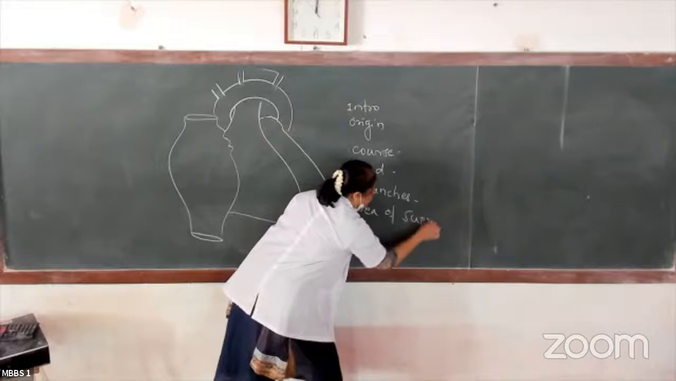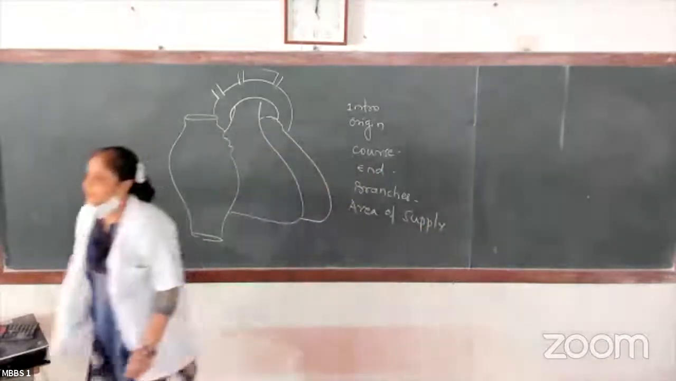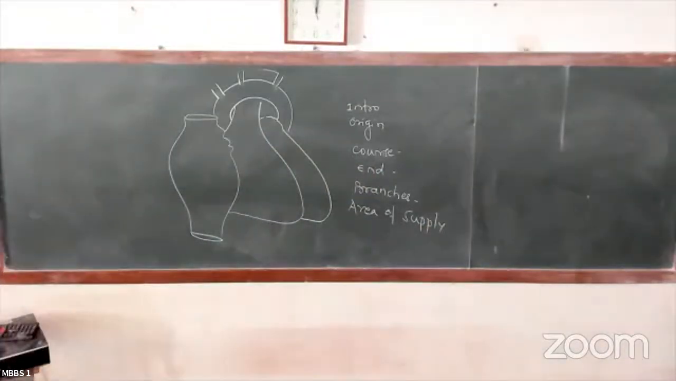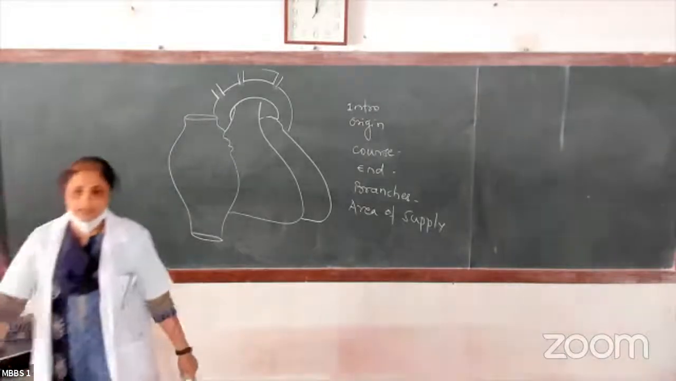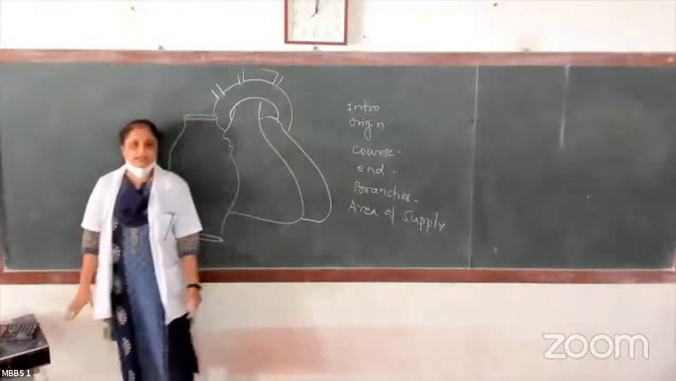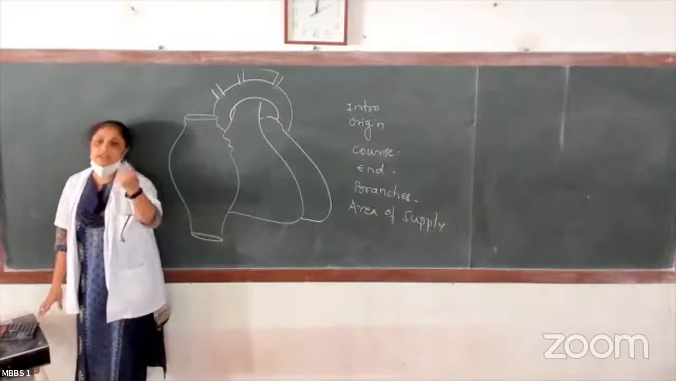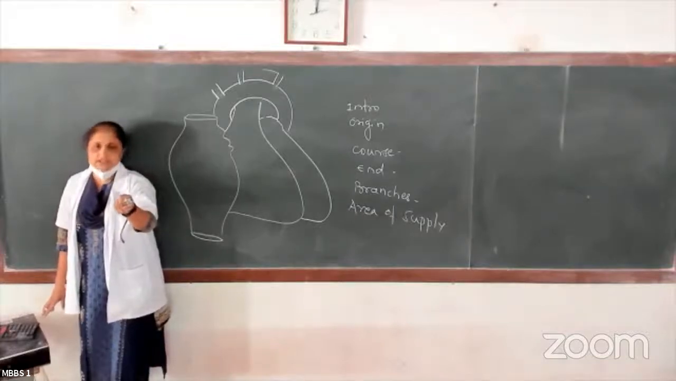Why should you know the area of supply? Sometimes we say it is right coronary dominance, or left coronary dominance. You should know what area is supplied by the right coronary and what area is supplied by the left coronary. Depending on that, the dominance of the coronary artery is manifested in the clinical condition. Has anybody seen the angiogram?